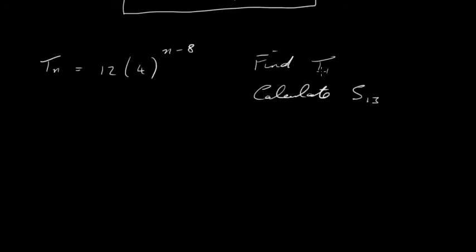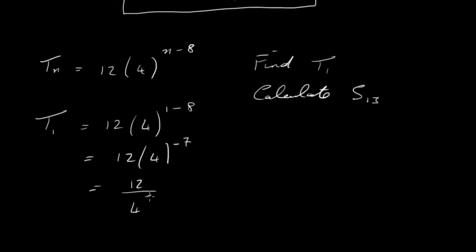So how do we find T1? Well, this is Tn here. This is our general formula for Tn. So let's do T1 then. So instead of the n, we're putting in 1. So that's 12 times 4 to the power of 1 minus 8 up here. N is now 1, so this is 12 times 4 to the power of minus 7. So 12 over 4 to the power of plus 7. And when you do that, you end up with 1 over 1032. So when you look for the first term, put in 1 instead of n. This here is our first term, 1 over 1032.